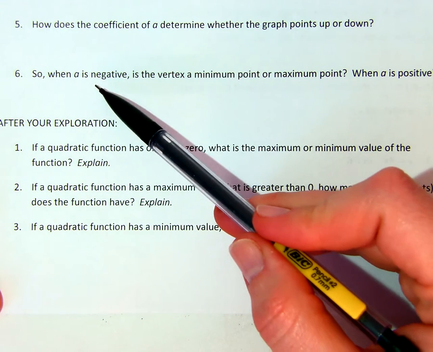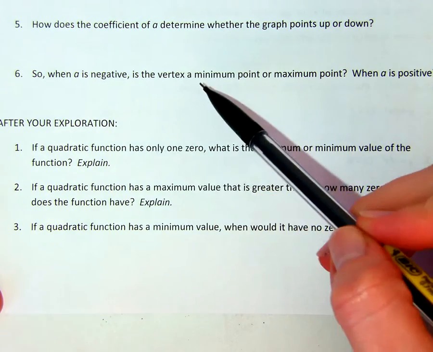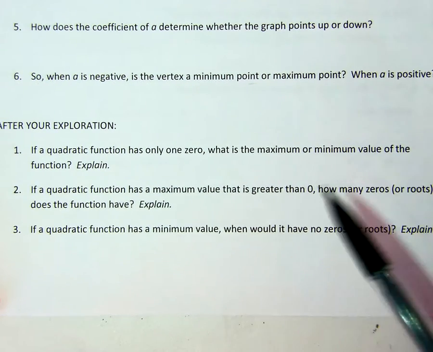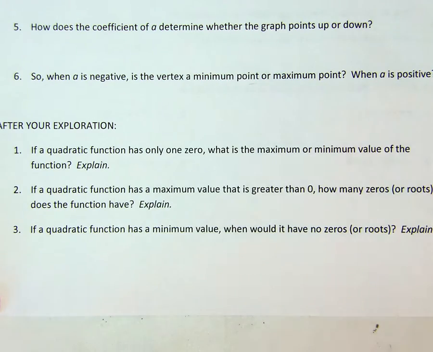So when a is negative, think about this. Is the vertex a minimum or a maximum? And what about when a is positive? So after we're done, you should be able to come back and answer these 3 questions. So let's flip.